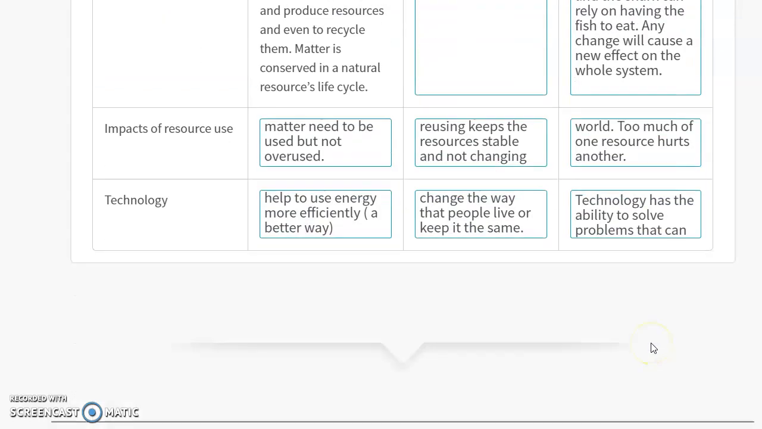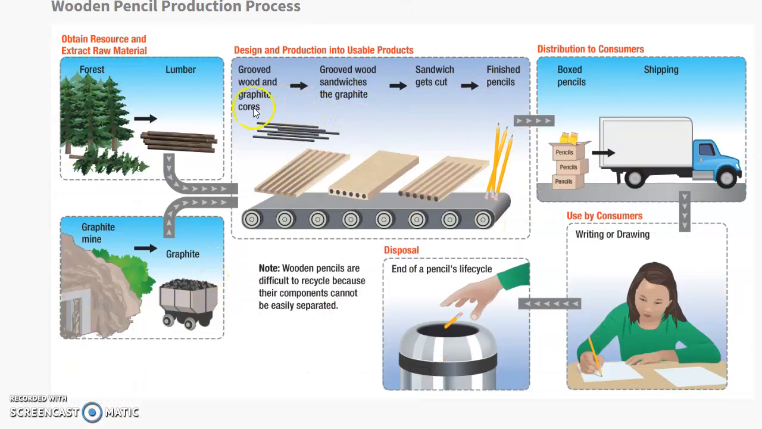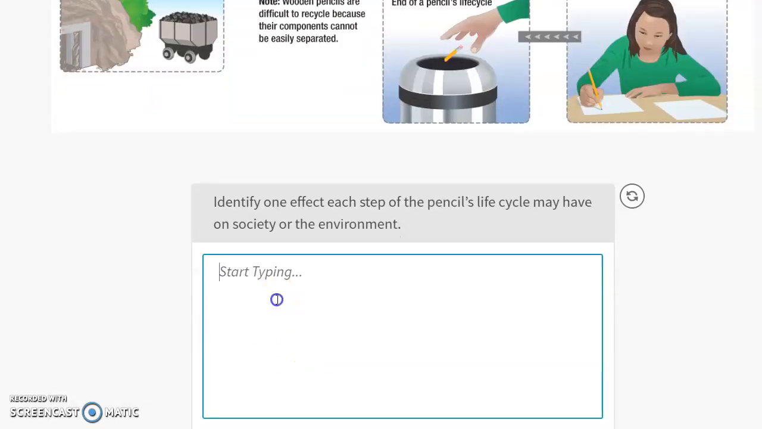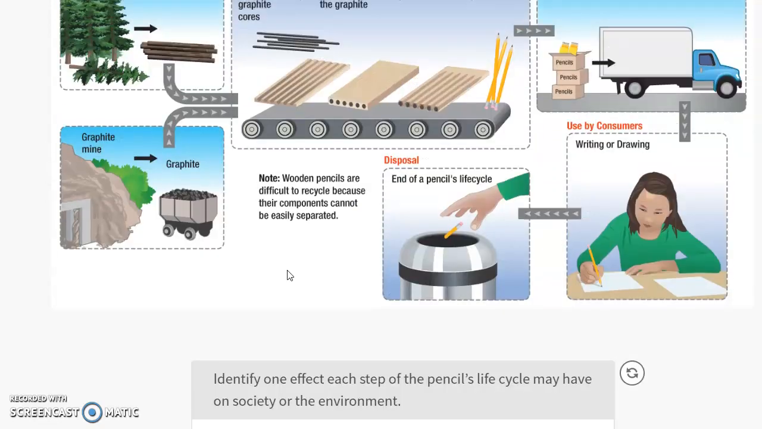Okay, so now this is the wooden pencil production. It is lumber, and then they groove them and create graphite. They cut the pencils, they ship the pencils, we use the pencils, we throw away the pencils once we've used them too much, and then they're hard to recycle, but they could be recycled. Identify one effect of each step that it might have on the society.